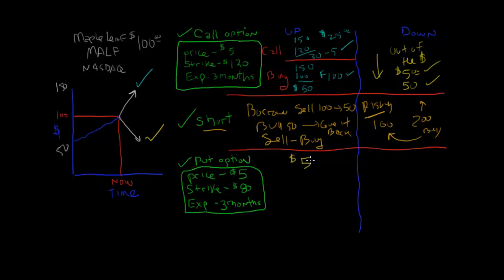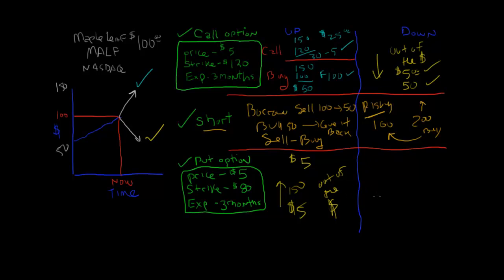And let's say that it does go up. We bet wrong. It goes up to $150. Well, it went to $150, so I'm out of the money. I'm not going to exercise my option, so I'm only out $5. Kind of like we were up here when we were wrong.